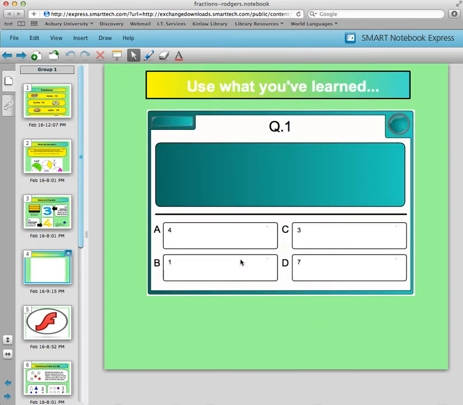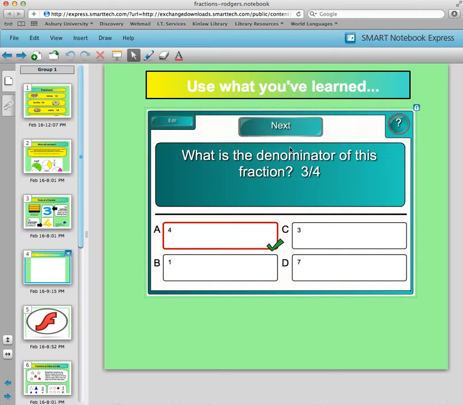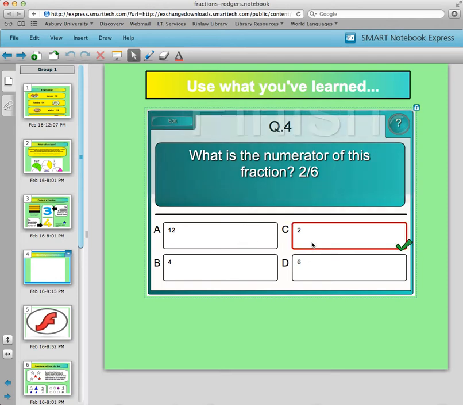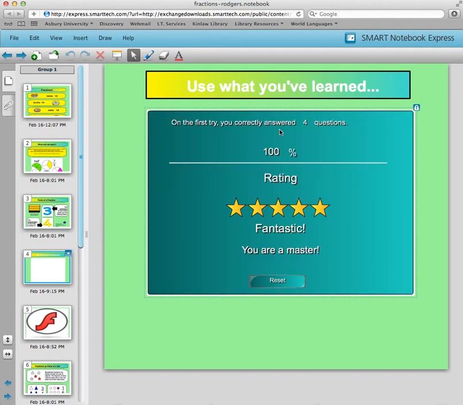On the fourth page, students can play an activity that kind of explains what they've learned so far. So the first question asks, what is the denominator of this fraction? And the answer is 4. And it asks 3 more questions. And once the students have answered all 4 questions, if they click on finish, it will show them how many they got correct.